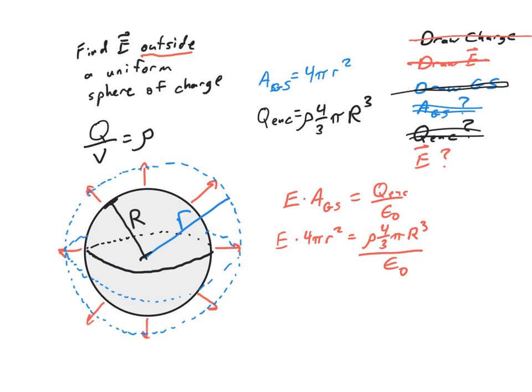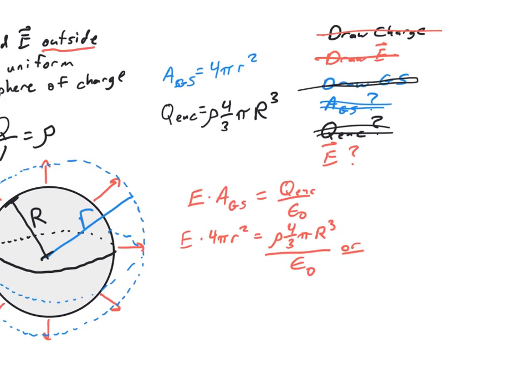Now I've seen students get confused here about having the division written the way I wrote it. The way I wrote it, I could have also written it as rho 4/3 pi r cubed divided by permittivity. Those say the same thing. They're exactly the same thing, and I just want to make sure that you saw it as being the same thing.